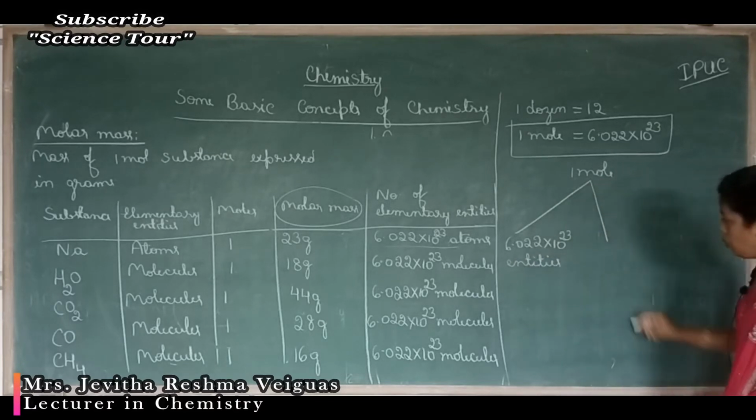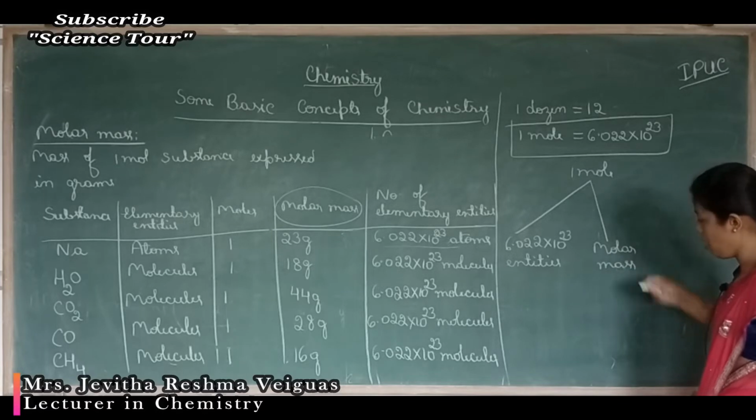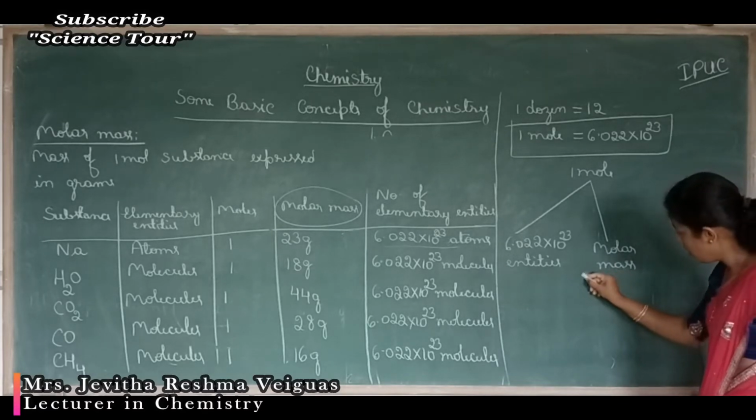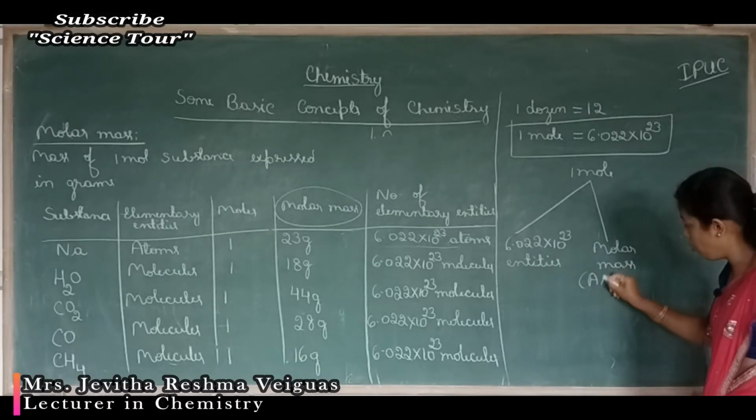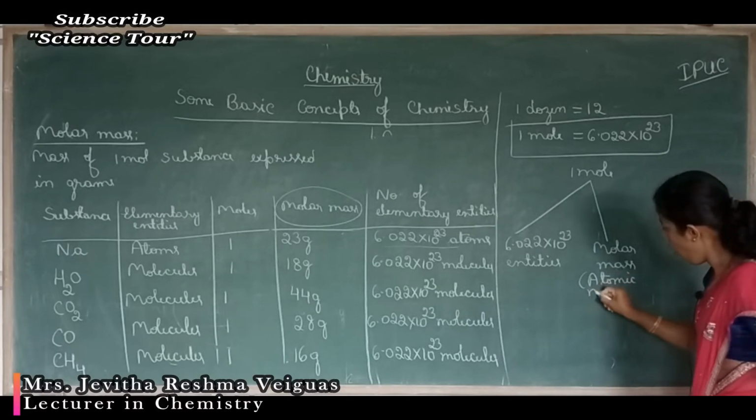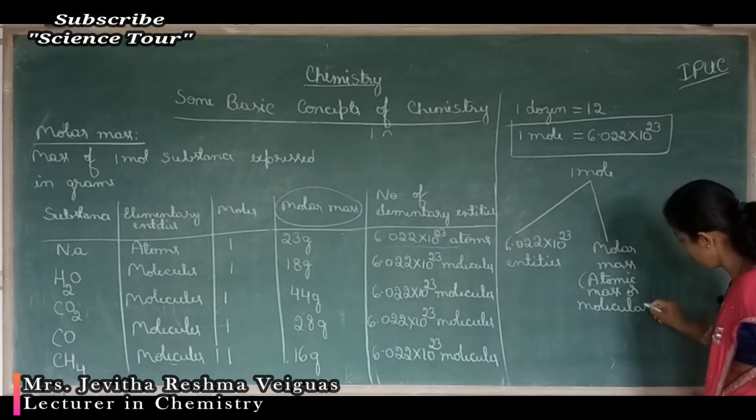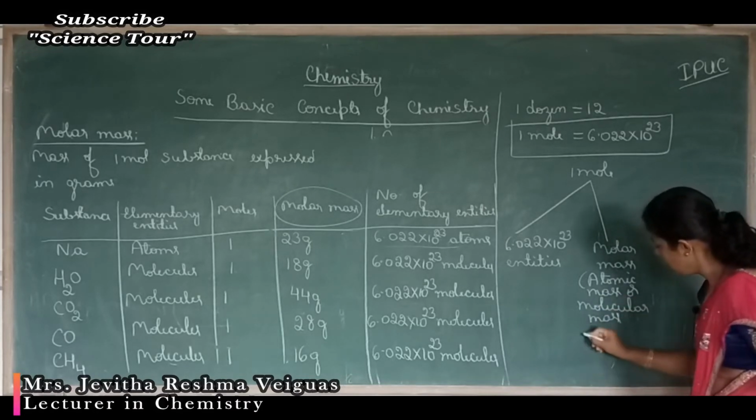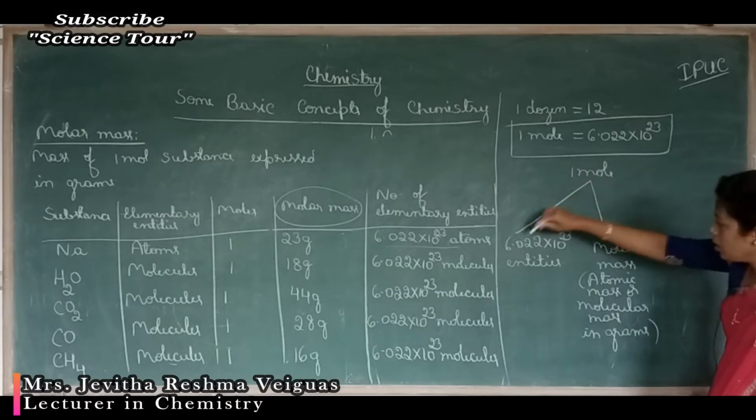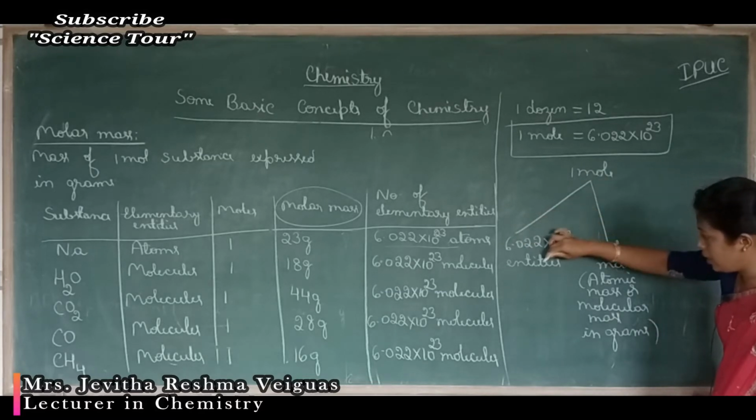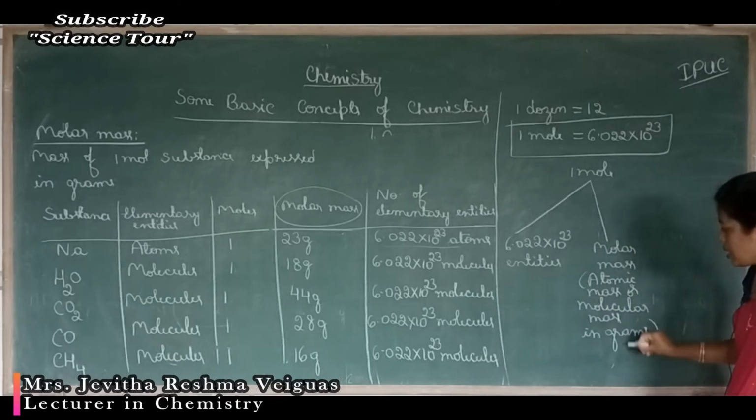1 mole is equal to molar mass. What is molar mass? Molar mass is the mass of atoms, that is atomic mass, or molecular mass, in grams. 1 mole is equal to 6.022 into 10 to the power 23 entities. 1 mole mass is molar mass. What is molar mass? Atomic mass or molecular mass given in grams.